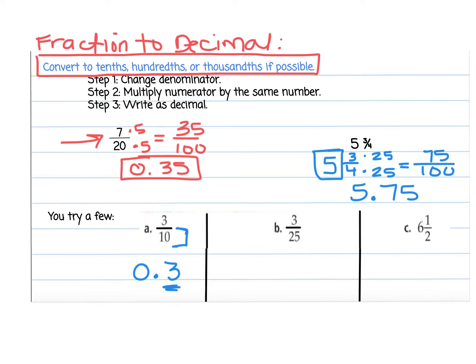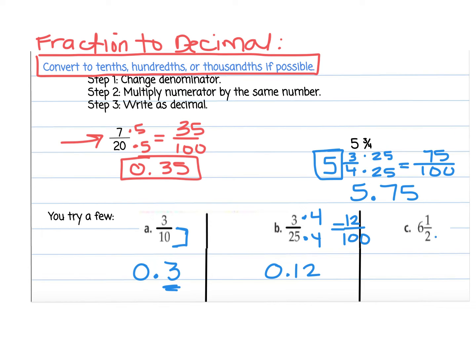3/25. So in order for me to change it to a decimal, according to what's on the bottom, it has to be tenths, hundredths, thousandths. Okay? So 25 can be multiplied by 4, which means I'm going to do the same on the top. So then I would have 12 hundredths. So then I would write it as 0.12, which is 12 hundredths.